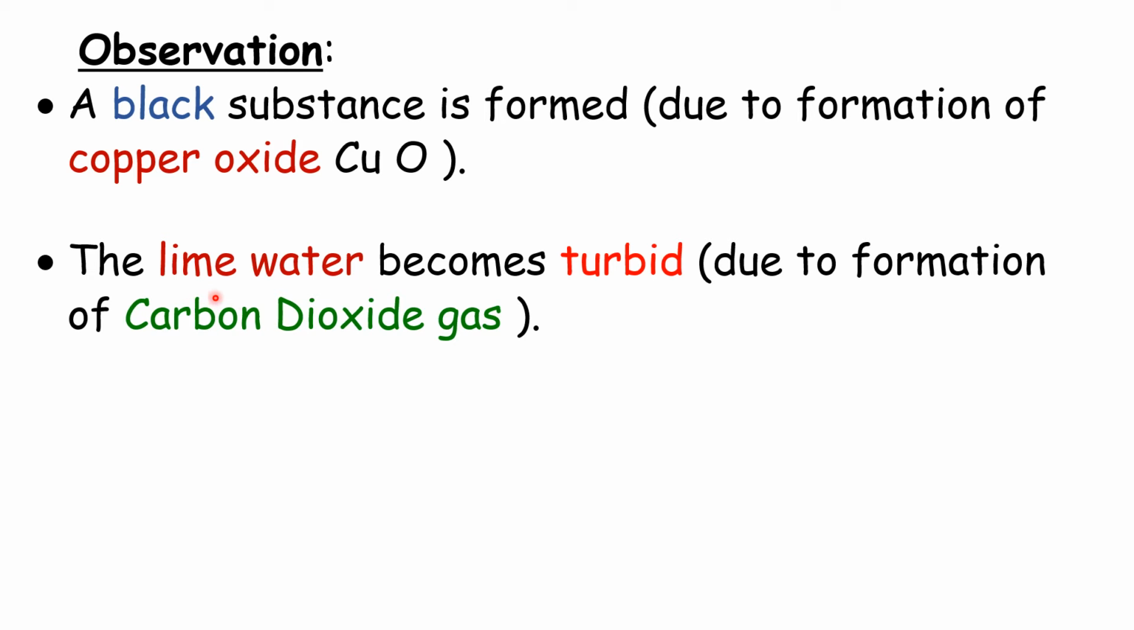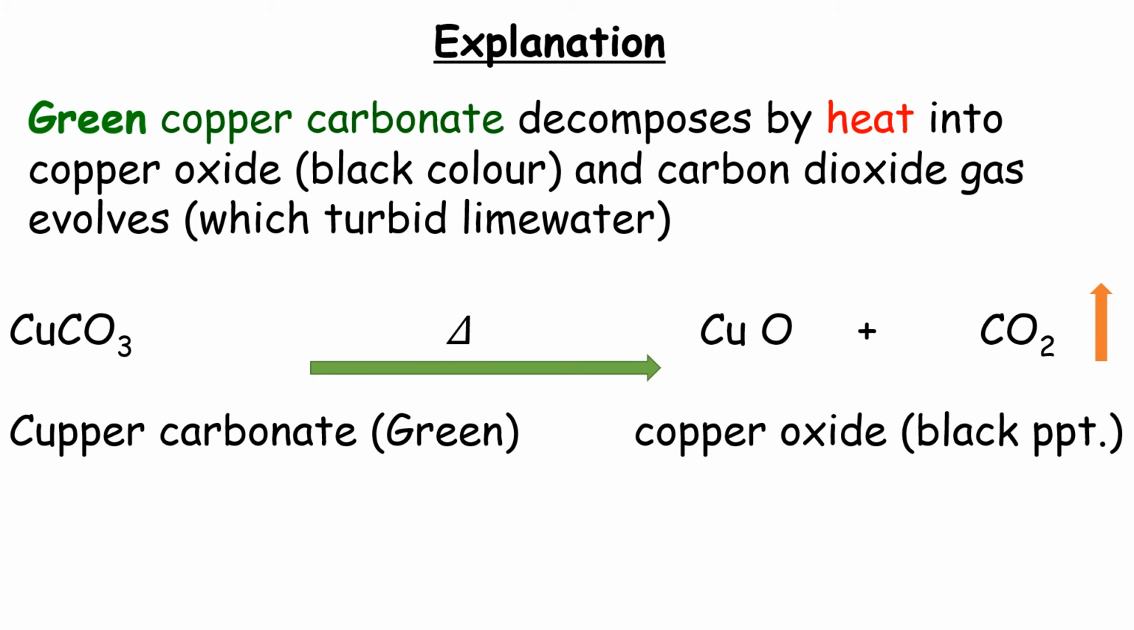الكربون دايوكسيد لما بيمر على اللايم ووتر بيخليها turbid، وده دليل على ان الغاز ده كربون دايوكسيد. Explanation: green copper carbonate decomposes by heat into copper oxide, which is black color or black precipitate, and the carbon dioxide gas evolves. طب عرفنا منين ان هو كربون دايوكسيد؟ turbid lime water، عكر المياه اللي هي اللايم ووتر.